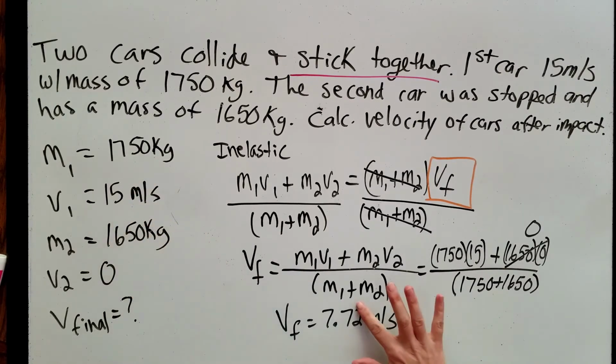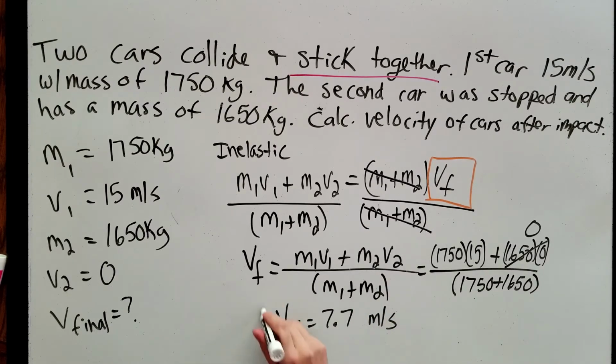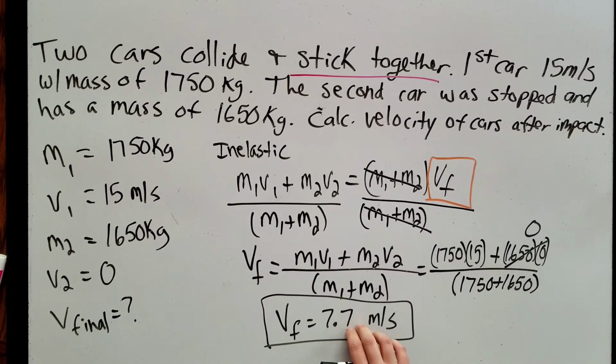So I'm going to take off that. So 1, 2 significant figures. The velocity of those cars after impact is 7.7 meters per second. Now here's always a good check to make sure you did the problem correctly. Your final velocity after the collision is always going to be in between the two initial velocities.